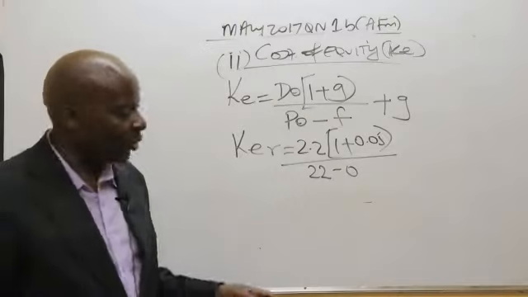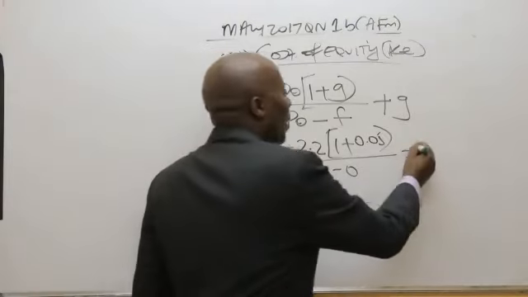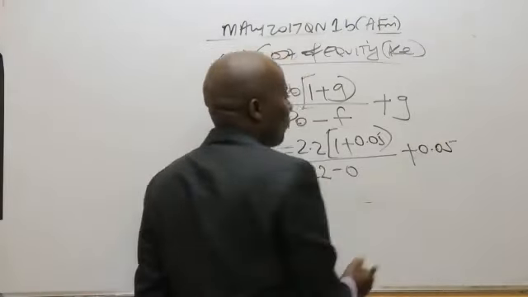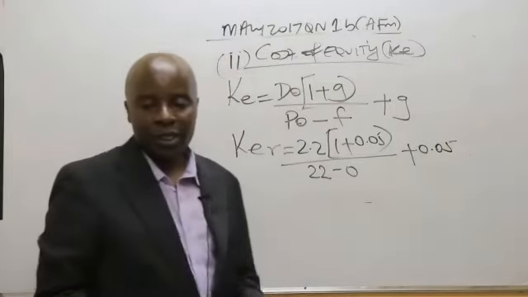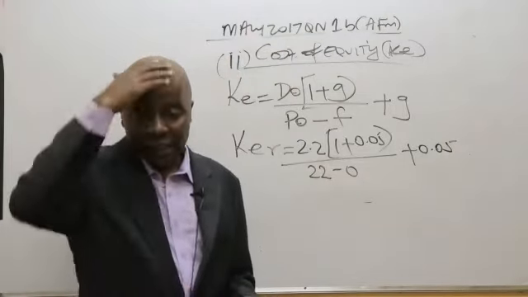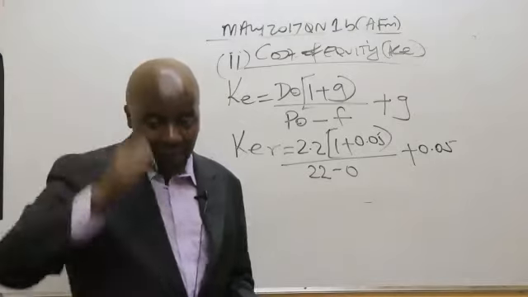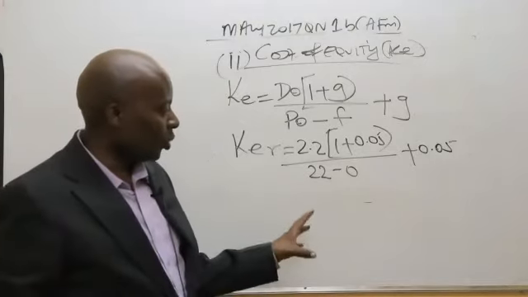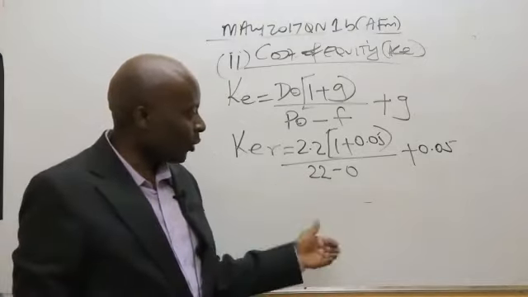It's supposed to be 0, plus our growth rate, which is 0.05. So if that happens, then at the end of the day, I need to go a little bit slowly with my calculator: 2.2 times 1.05 all over 22. And then you say equals. Once you say equals, you add that 0.05, and you will be able to give us the cost of retained equity. Of course, whatever you get, you multiply by 100%.